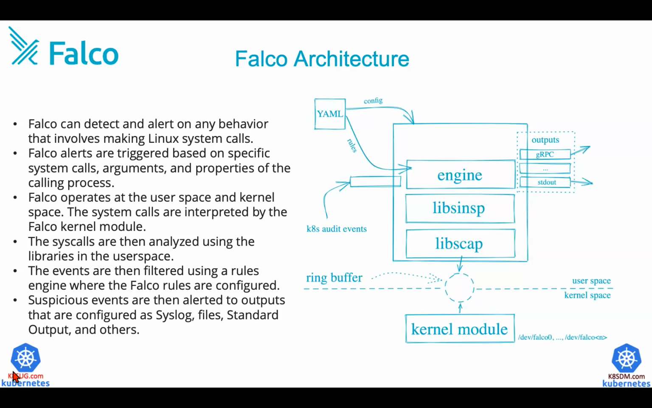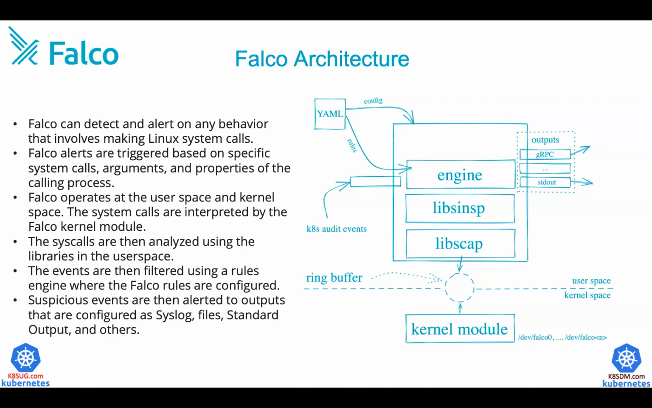So when some activity is detected, you can capture it. From the architecture level, you can see that Falco can detect and alert on any behavior that involves making a Linux syscall. And secondly, Falco works based on rules, which are basically just YAML files you define. There are already some pre-built rules, but you can customize them. Maybe something is not important to you, so you can ignore that rule or exclude it, etc.